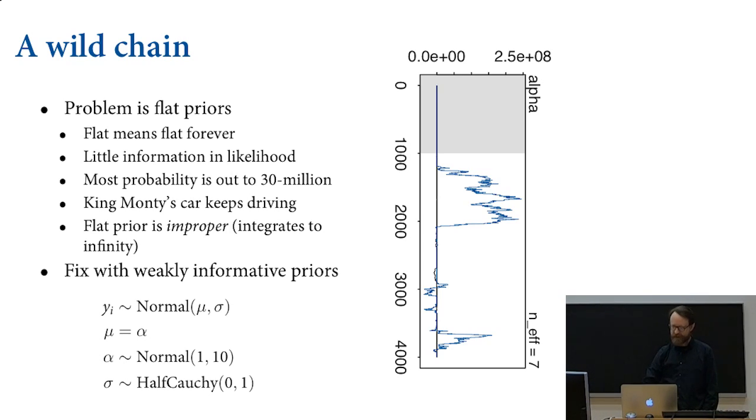The problem is that the priors are flat. And flat means flat forever, out to infinity. And the great thing about Hamiltonian Monte Carlo is, remember, it's a physics simulation. And there's this big frictionless bowl. And if your bowl goes out to infinity, then the particle will seek infinity. So it's just doing what you asked.